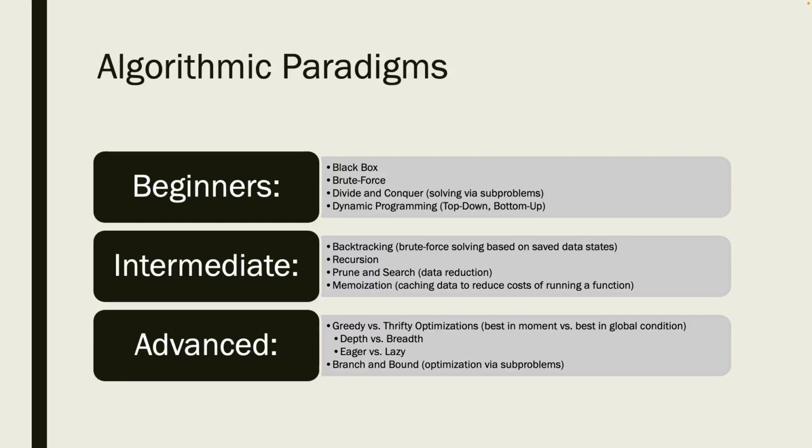Branch and bound. This is like optimization via subproblems. Optimization via subproblems could be useful because you want to make sure that your program always runs at its optimal speed. And especially when it comes to doing algorithms on LeetCode, a lot of your solutions are probably going to be 20, 30 lines, and you want to make the most out of the code that you're actually submitting.